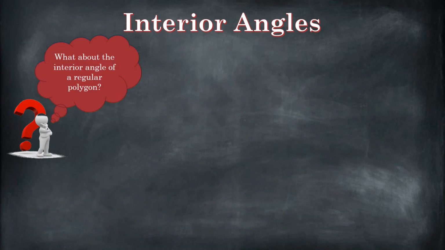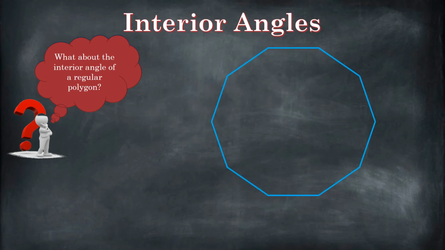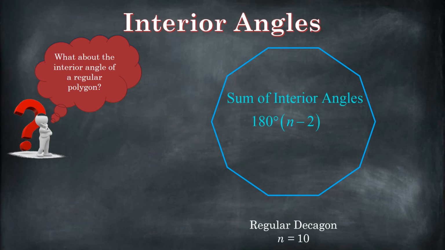Now, what if it was a regular polygon and we wanted to find a single interior angle? How could we do that? Well, let's explore this a little bit. Let's say we have this regular decagon. That's 10-sided. Well, we know that there would be 8 triangles inside. Each triangle has 180 degrees. So we would have 1,440 degrees as the sum of all of the interior angles of this decagon, right?